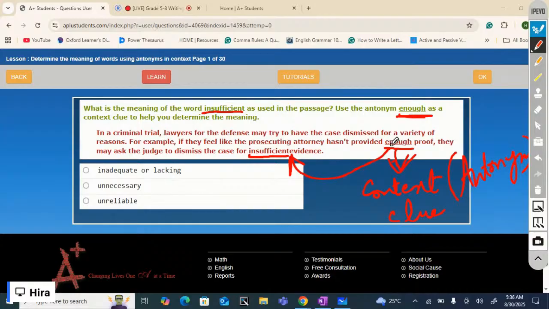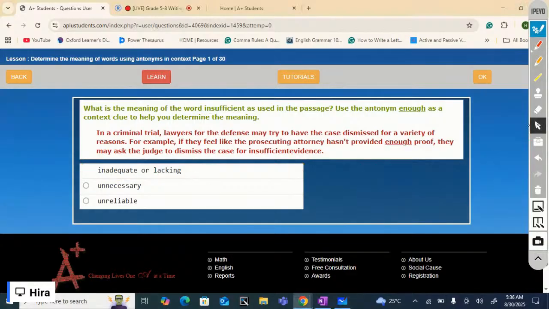Well, look at the word enough. It means not needed anymore, it means sufficient, adequate. So, insufficient is the opposite of enough, means inadequate or lacking. Enough means not lacking anything. So, the first one is the answer. Inadequate or lacking is the meaning.